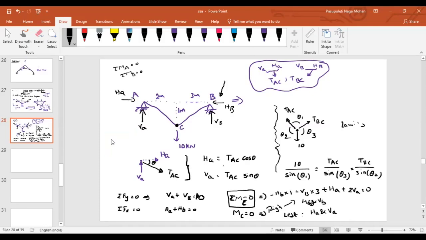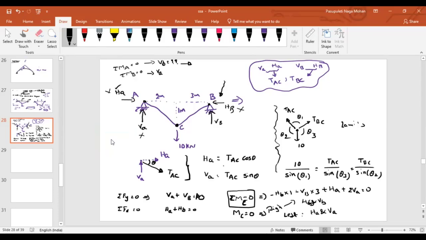Yes, sir. If we take summation of moments at point A equal to 0, there is no reaction from this one and no reaction from this one, because these are at the same level. So if you take summation of moment at A equal to 0, what unknown will you get? You will get VB. If you take summation of moment at B equal to 0, what will you get? You will get VA. Isn't it? Yes, sir.